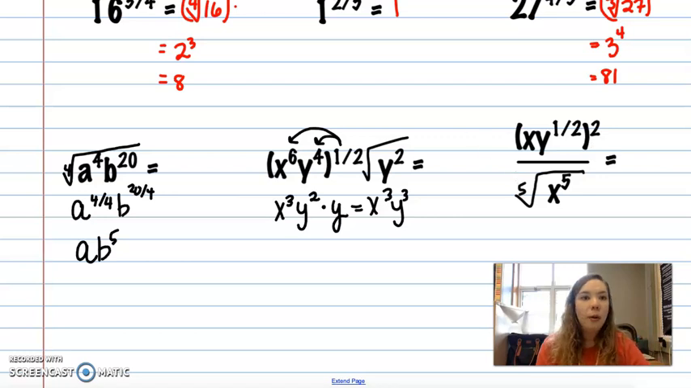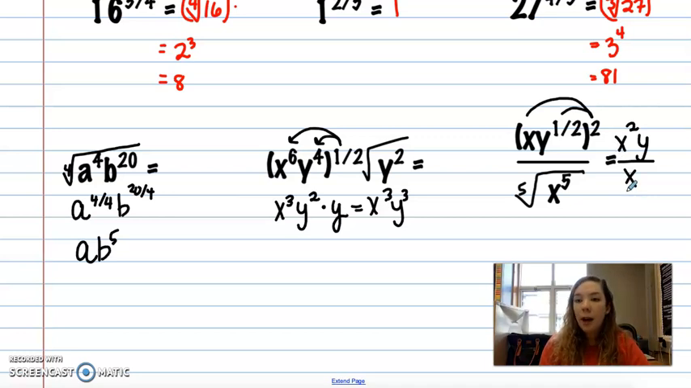Okay, last one for this slide. I'm going to distribute my 2. So x, this to the 1st power times 2 would be 2. 1/2 times 2 is just 1. And then the 5th root of x to the 5th, 5 divided by 5 is 1. And then we can finish this out with our quotient rule. When we divide powers, we subtract our exponents. 2 minus 1 is just 1. So my final answer would be xy.